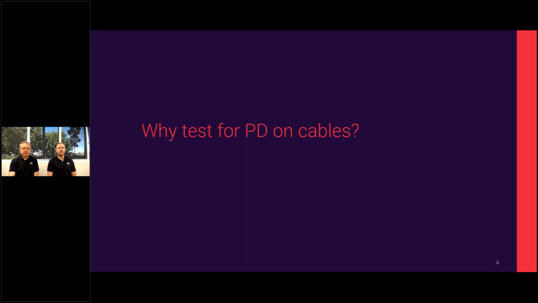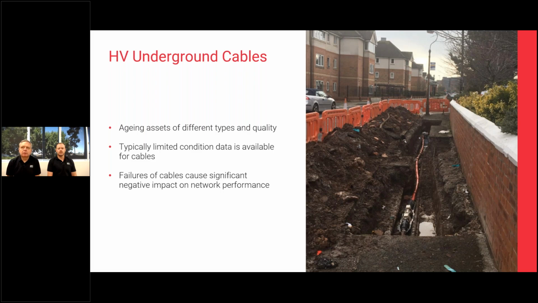So let's start with the why. Why are we monitoring cables? Now HV underground cables, they're aging assets. We've got lots of large networks. There's different types in there. We've got old paper lead cable. We've got early generation XLPE. We've got new cables. So there's different types, different quality of assets that we're getting in there. And typically for underground cables, we have limited condition data. So they're almost a bury and forget, if you like.